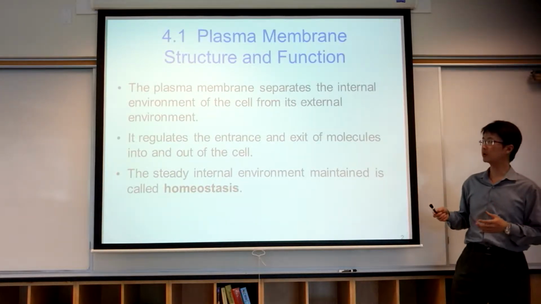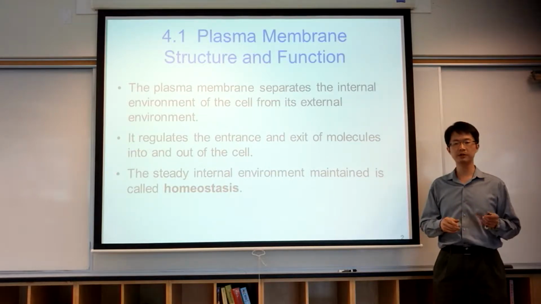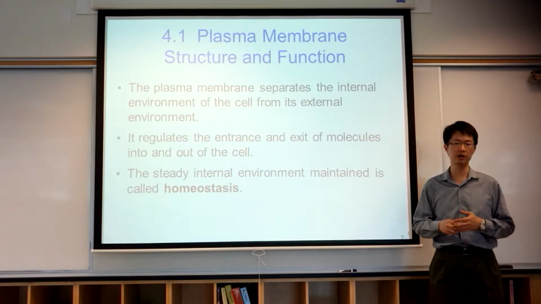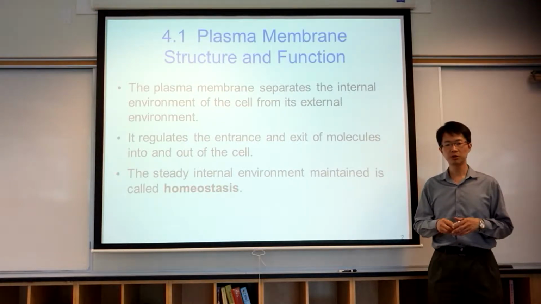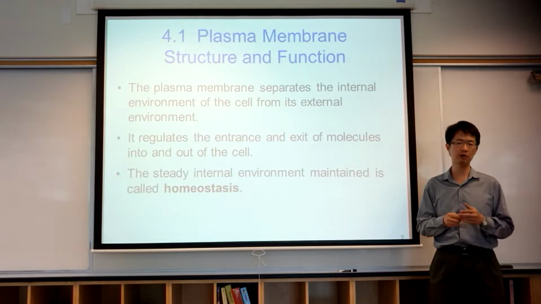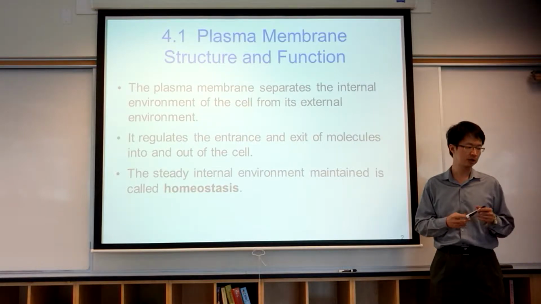The plasma membrane separates the internal and external environment. Why? Because the external environment is unstable. It changes a lot. It changes all the time. But a cell requires a stable environment so that the chemical reactions can consistently and repeatedly occur. Therefore, having a plasma membrane to separate the internal and external environment is necessary.